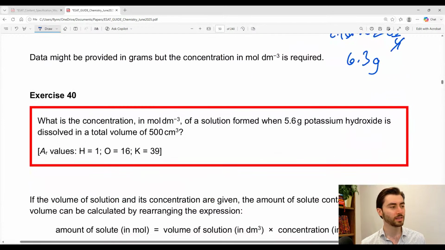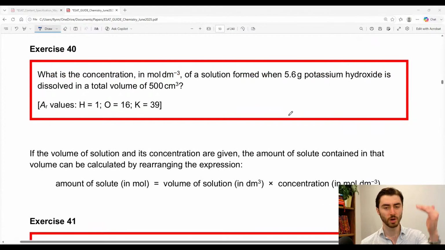Cool. I just think this is going to be the better way to go about this. Rather than just go down the thing and talk about it hypothetically, I think demonstrating the skills is better than just talking about the skills. So here, what's the concentration in moles per decimeter cubed of a solution formed when this much potassium hydroxide is dissolved in this much volume?